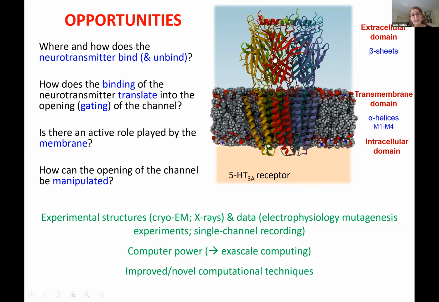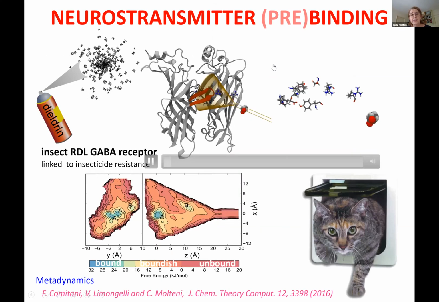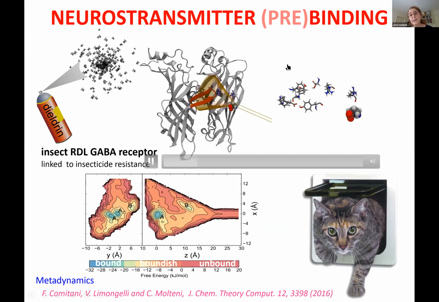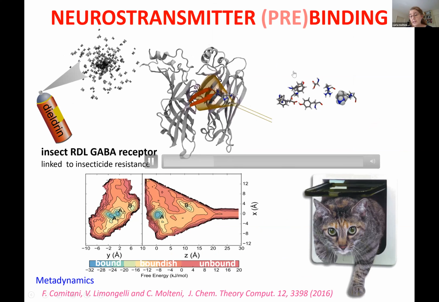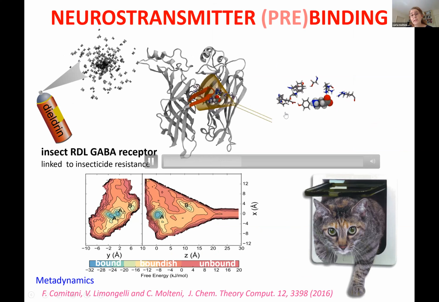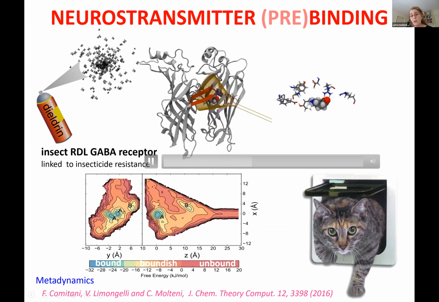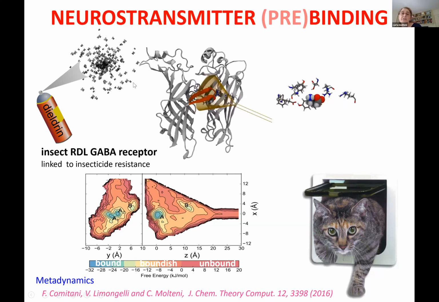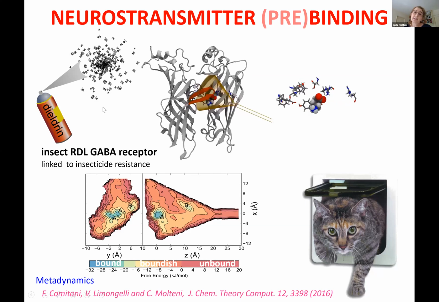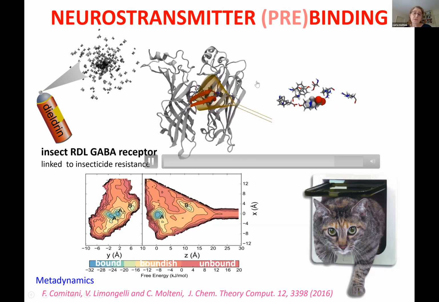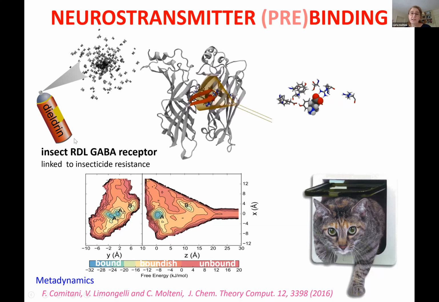In the next slides, I just represented the 2 subunits for the extracellular domain, and through metadynamics simulation, we evaluated and mapped the free energy landscape of binding of GABA in this receptor. Again, this is another one of this family, an insect receptor that is related to insecticide resistance. But just to say, they all have very similar structure.